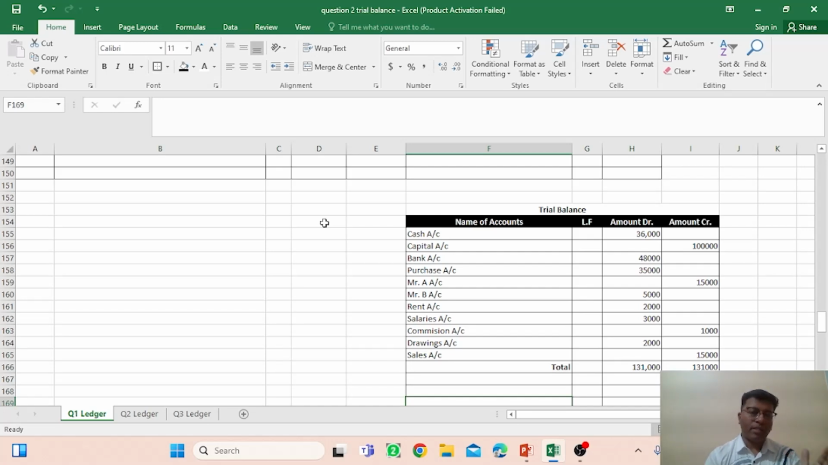When the transactions are posted into the ledger, again there is a chance that you make some errors, and if those errors are of a kind that the trial balance will not disclose, you have to be very careful when you are writing the ledger books or posting the entries into the ledger.